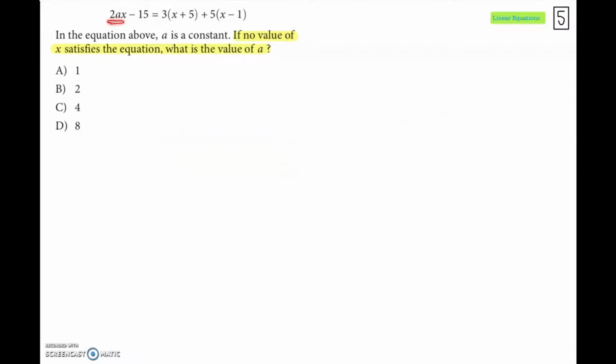I don't know what a is, but it's not a variable, it's a constant. The only variable in this problem is x, and it looks like there will never be any higher powers than 1 on x, so it is a linear equation. And I'm going to work towards trying to solve that linear equation.